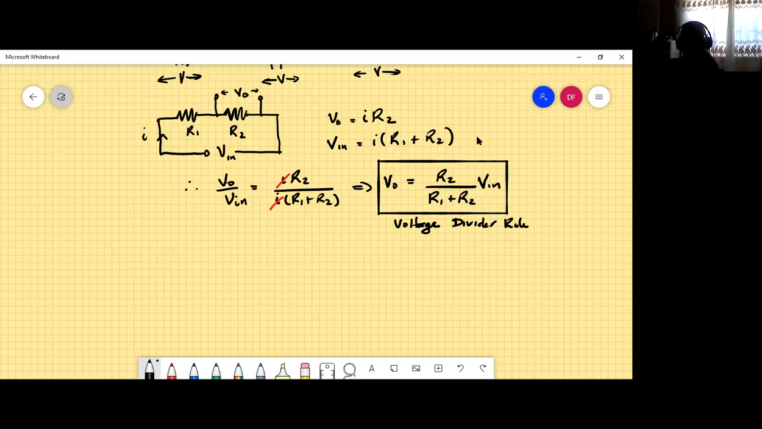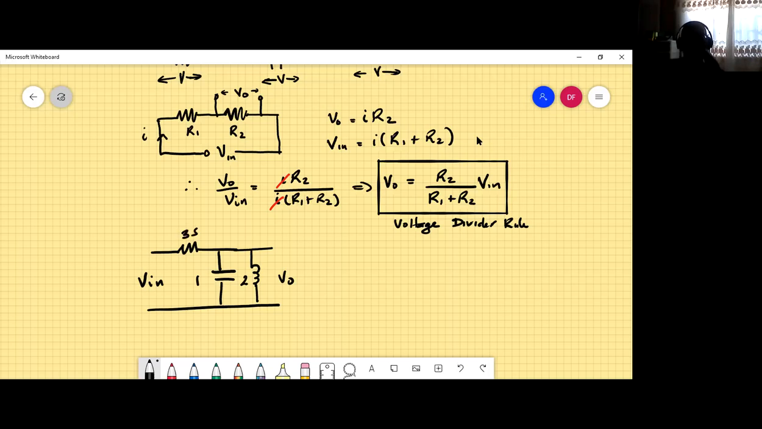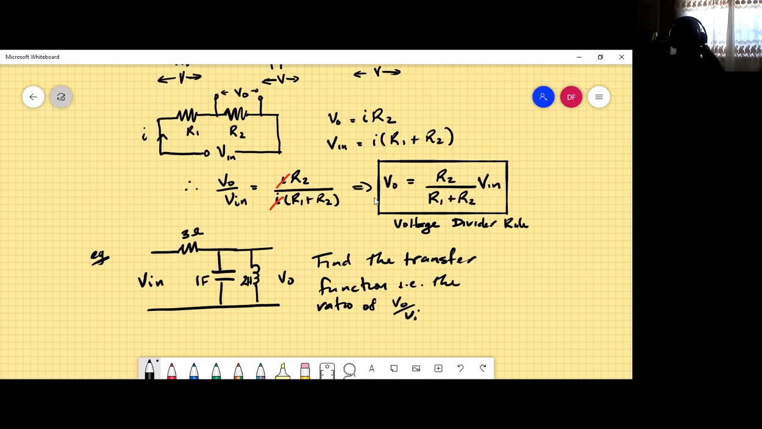So now, if we have a filter, let's just make up one, and we said find the transfer function, which is the ratio of V out to V in for this filter. Then what do we do?